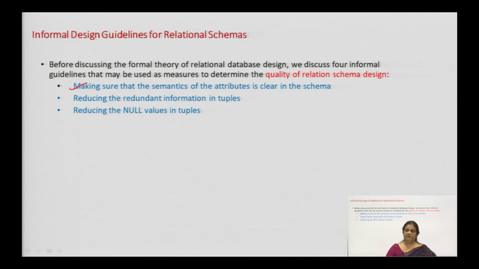That is, if we have a relational schema, let's say A, with the set of attributes A, B, C, D, then the semantics of the attributes should be clear: what the attributes indicate and why they have been included in this relational schema.